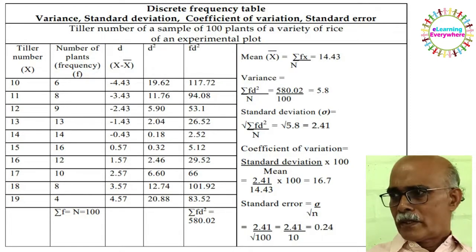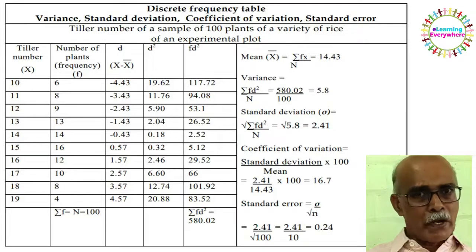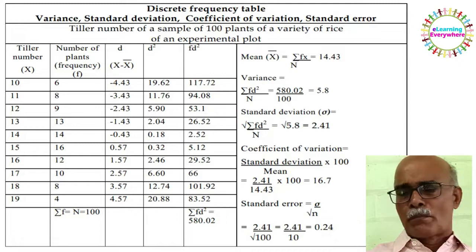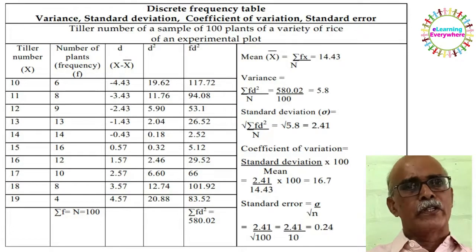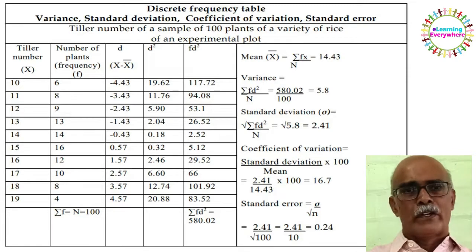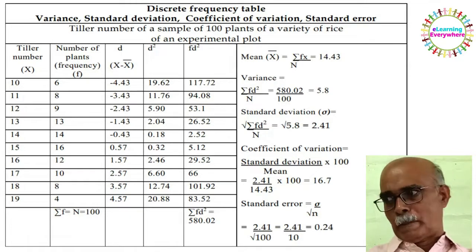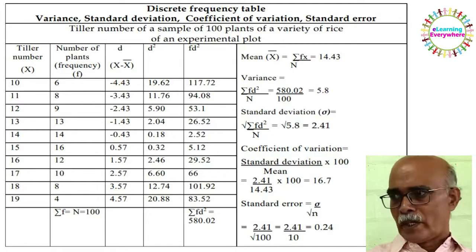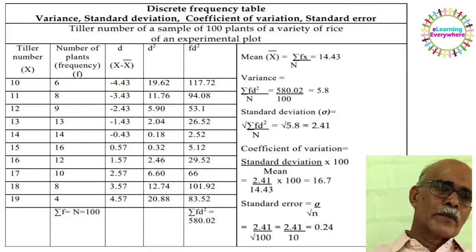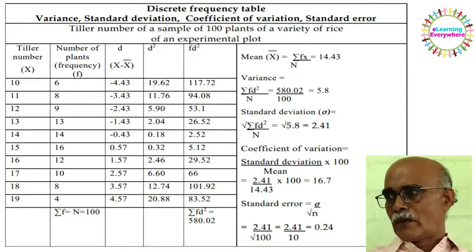And here you know that one deviation is present several times. So d square is multiplied with the frequency in each case. After finding d square, you calculate f d square. In each case, f is multiplied with d square to get f d square. And then you find sigma f d square, the sum of f d square.